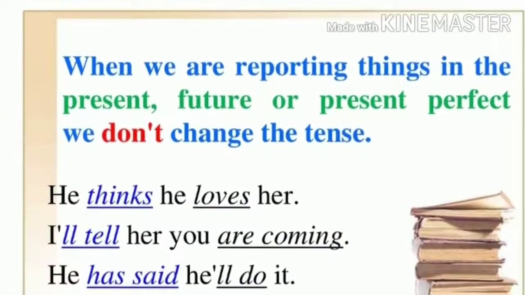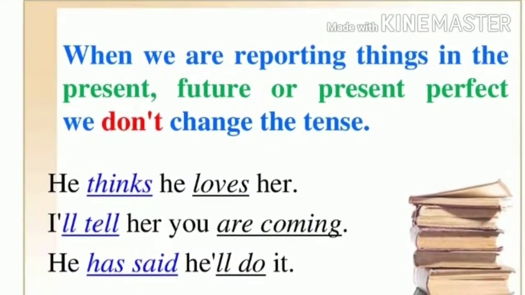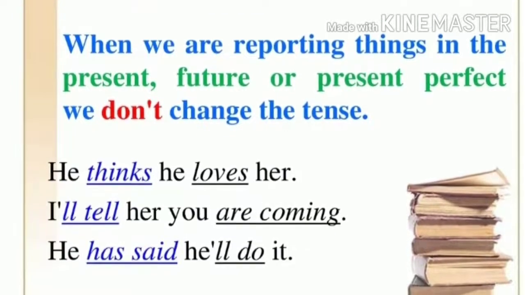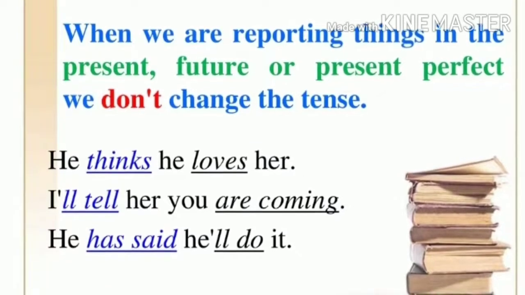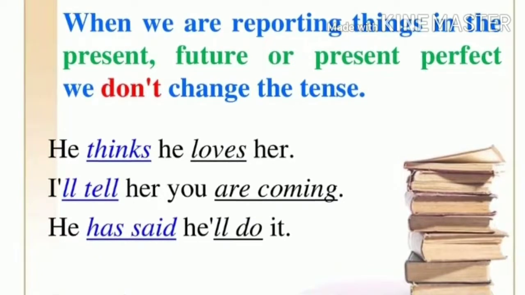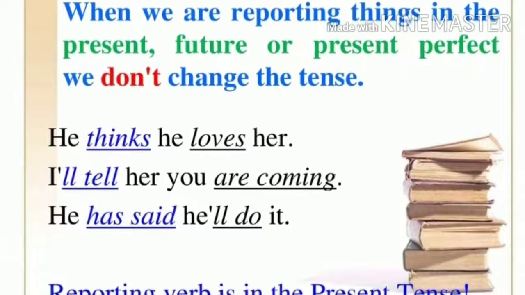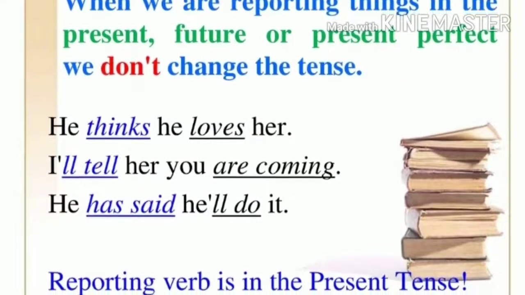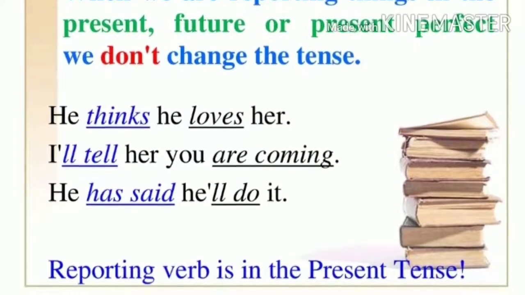Students, see this. Whenever we are reporting things in the present, future or present perfect, we don't change the tense. Alright, we never change the tense when we are reporting things in the present, future or present perfect. Please make it very clear. See these examples. He thinks he loves her. I'll tell her you are coming. He has said he'll do it. See these underlined, right? So here you see that we are not at all changing the tense over here. Hope it's clear to you.